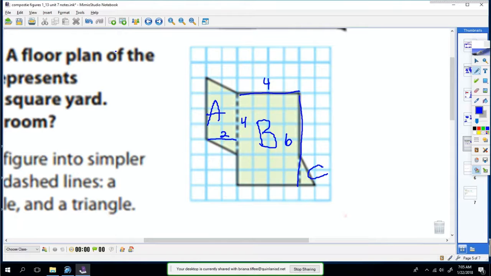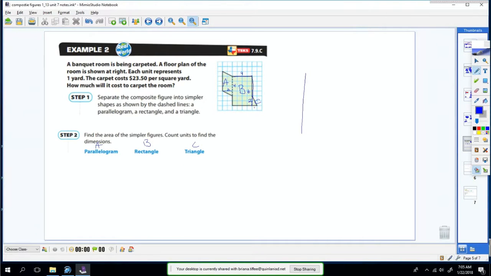This triangle will have a height of 2. We'll just keep it simple and a base of 1. Okay, we'll just round it up to whole numbers. So my parallelogram's area is A is equal to base times height. My base is 4, my height is 2. Well, 4 times 2 is 8.